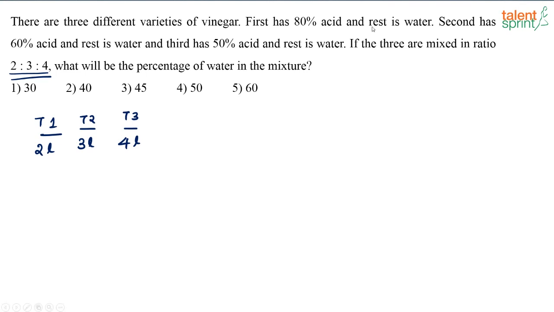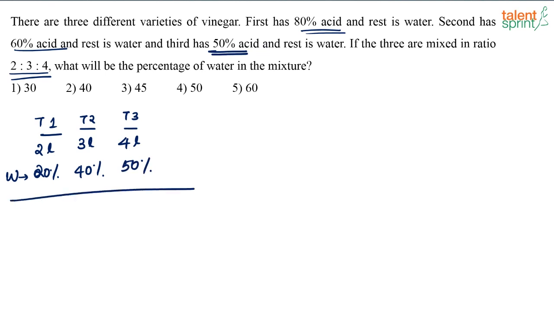The first type has 80% acid and the rest is water. So, if 80% is acid in type 1, how much is water in type 1? Water in type 1 is 20%. Similarly, how much is water in type 2? 60% is acid in type 2, so 40% is water in type 2. And how much is water in type 3? 50% is acid in type 3, the rest is water, meaning the remaining 50% is water.